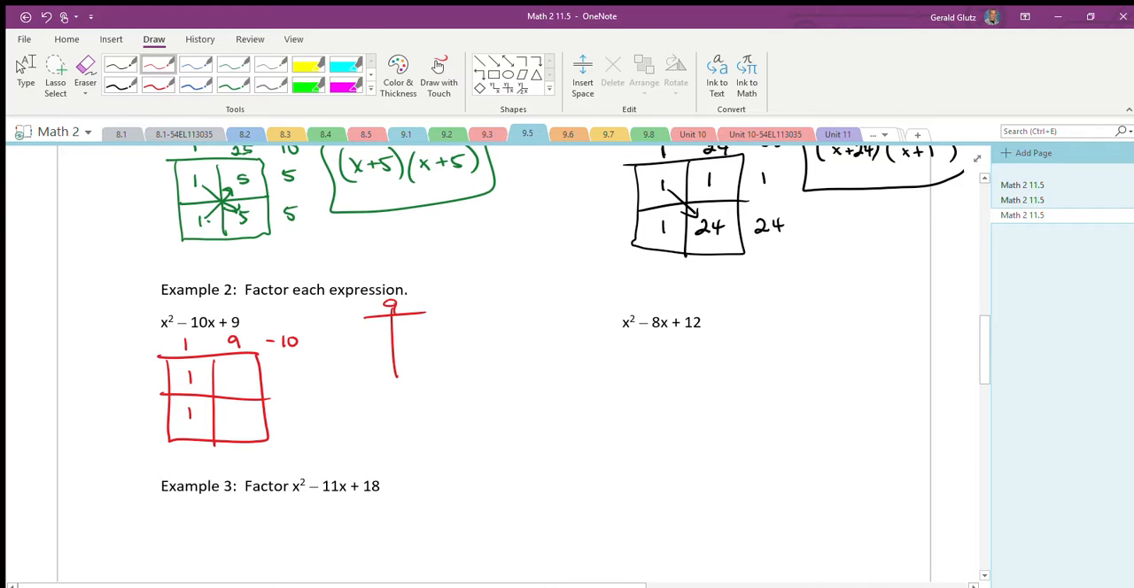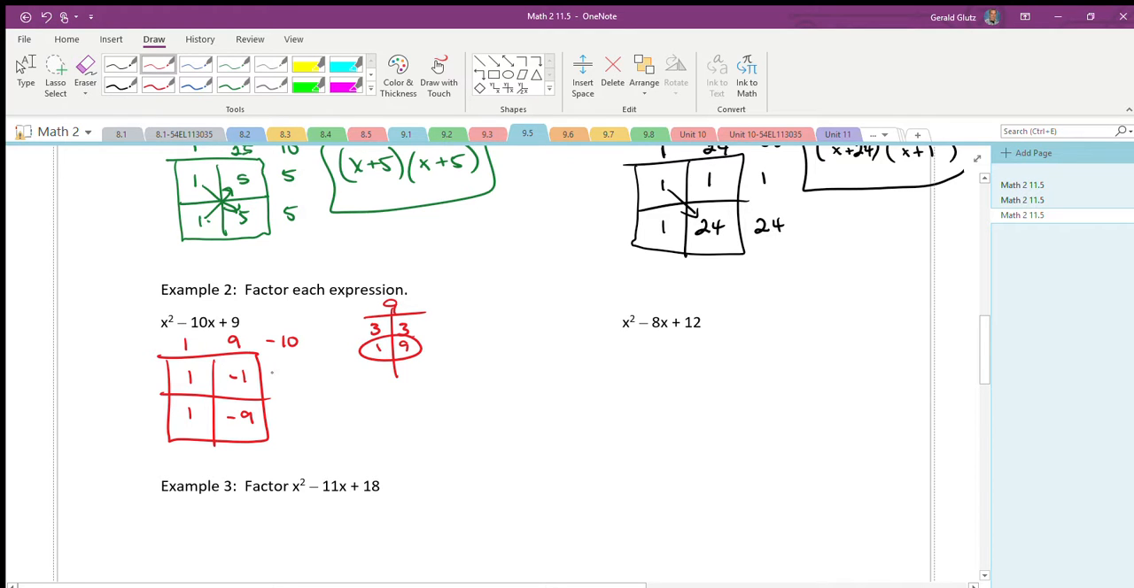Trying to find factors of 9. So 3 times 3 and 1 times 9. So out of these two pairs, which of these could possibly add up to negative 10? So it has to be those two. So that means since they add up to negative 10, they both have to be negative, because when I multiply them together, they have to be positive. So negative 1 and negative 9.